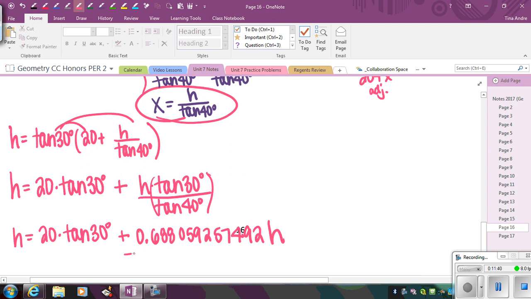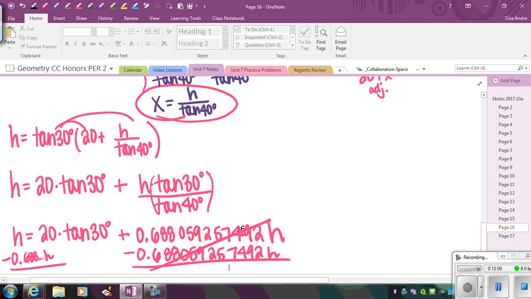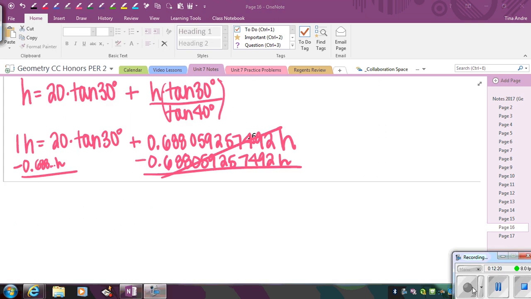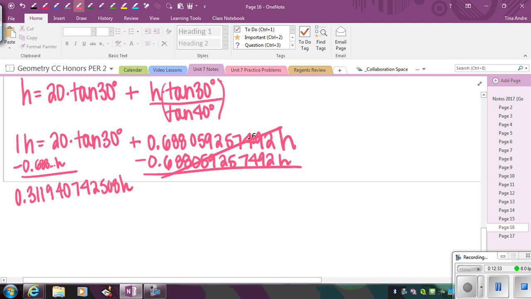So now I have to combine like terms, which means I need to subtract this from both sides, because I want to move this over with the other h. I'm going to shortcut this a little. I'm just going to do dot, dot, dot, h. So those are gone. Then you're left with the subtract, so this is like 1 minus this decimal, so go ahead and do that. I'm just trying to move this page up and it's not letting me. Okay, so I got the page. So I get 0.311940742508H. It equals 20 times tan of 30 degrees.